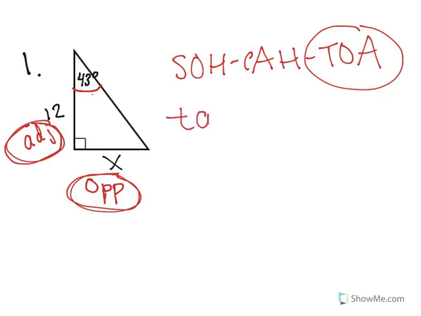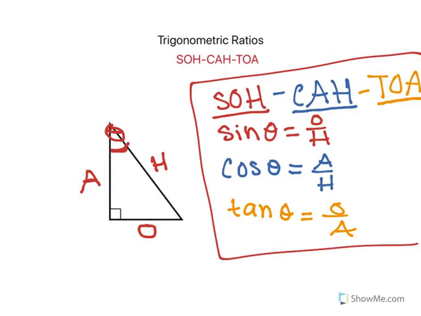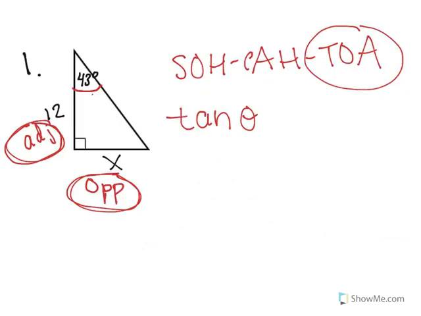So write out the tangent ratio. If you want to go back, right here is my tangent ratio. Tangent of my angle equals O over A. Remember, this tells you O over A.